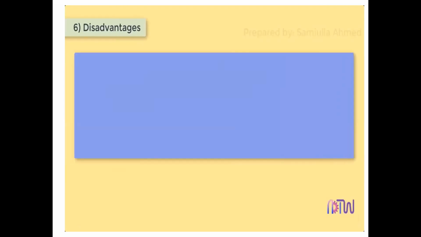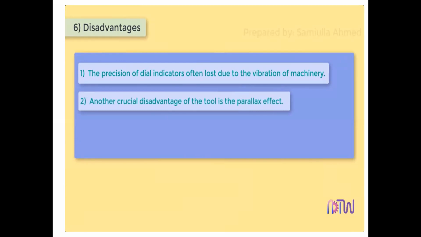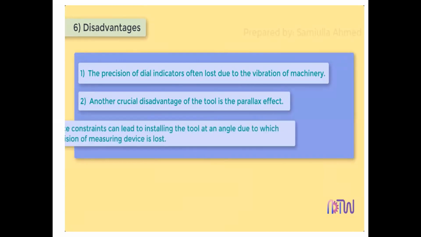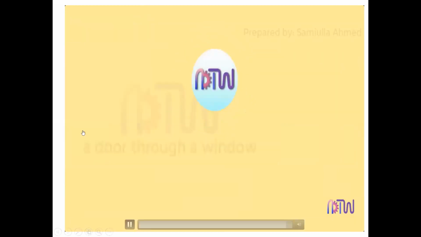Disadvantages of dial gauge. 1. The precision of dial indicator is often lost due to the vibration of machinery. 2. Another crucial disadvantage of the tool is the parallax effect. 3. Space constraints can lead to installing the tool at an angle, due to which precision of the measuring device is lost. Hope you have understood the dial indicator.